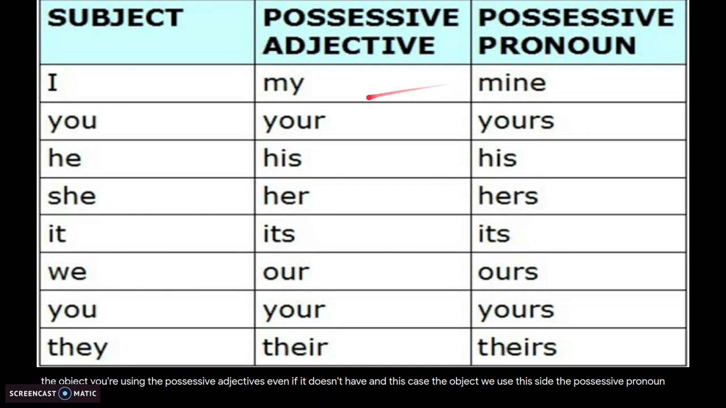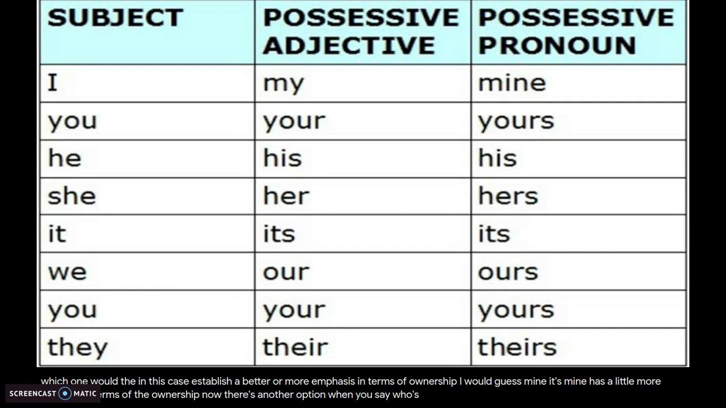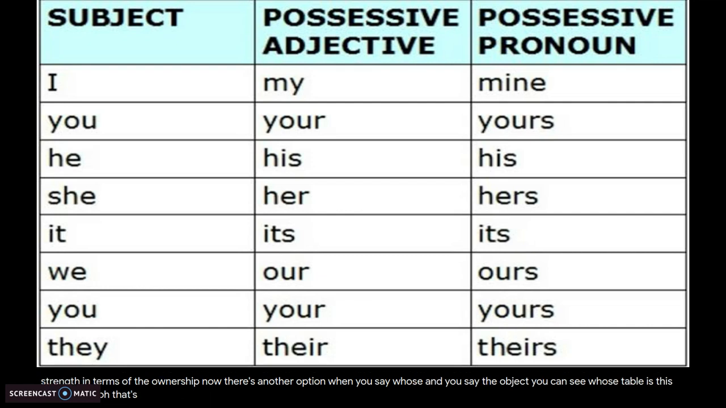Which one would, in this case, establish a better or more emphasis in terms of ownership? I would guess mine. It's mine. It has a little more strength in terms of the ownership. Now, there's another option. When you say whose and you say the object, you can say whose table is this? You can say, oh, that's my mom's, and you can use apostrophe s, but not for contraction of is, but instead for ownership.